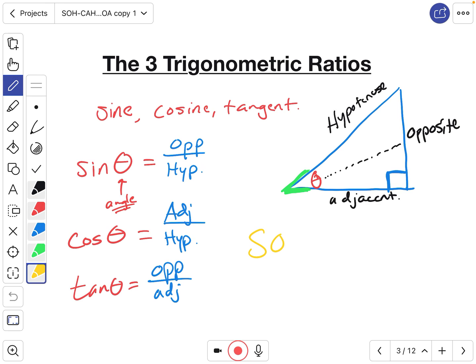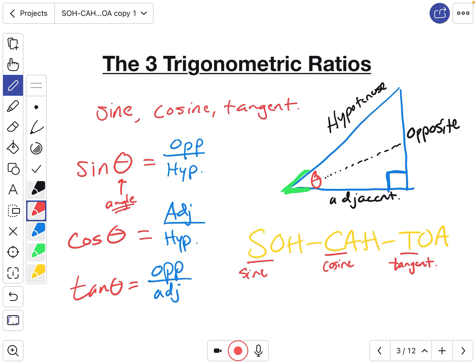So we have a little acronym to help us remember these, and you might have heard it before. We use what's called SOH CAH TOA, where the S represents sine, the C represents cosine, and the T represents tangent. This acronym helps us remember these ratios: the sine is the opposite over hypotenuse, the cosine is the adjacent over hypotenuse, and the tangent is the opposite side divided by the adjacent. It's in order, so we say SOH CAH TOA to help us remember these 3 trig ratios.